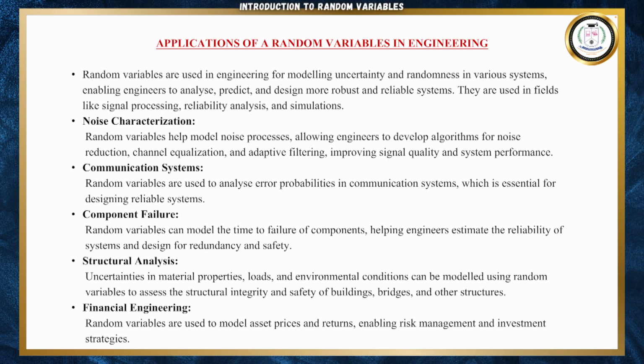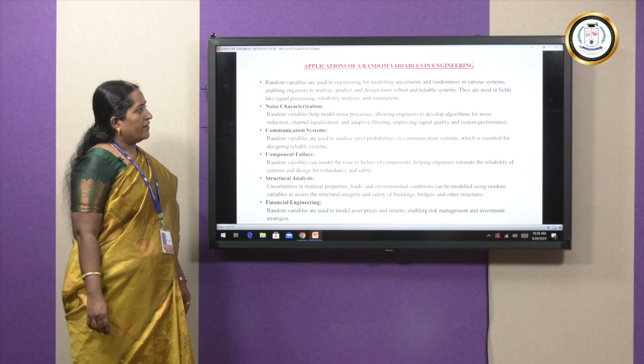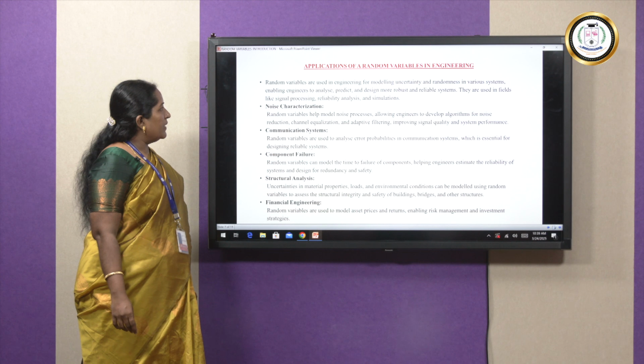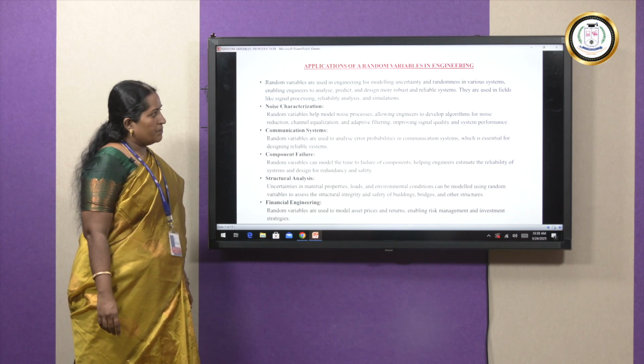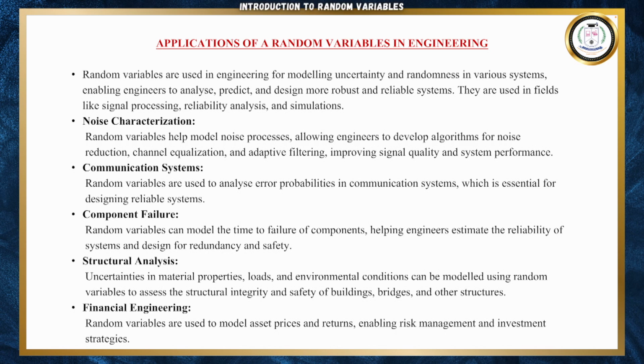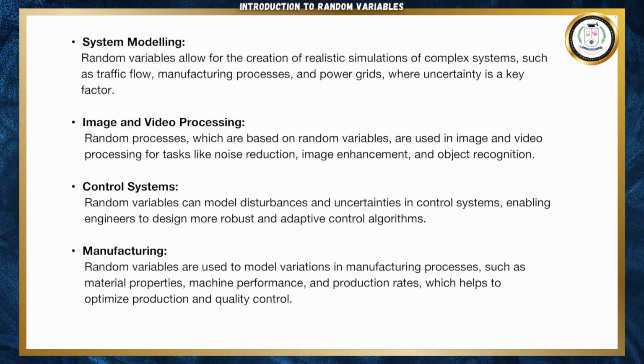These are the applications of random variables in engineering and in many other fields. Random variables are used in engineering for modeling uncertainty and randomness in various systems, enabling engineers to analyze, predict, and design more robust and reliable systems. They are used in fields like signal processing, reliability analysis, and simulations, and also in noise characterization, communication systems, component failure, structural analysis, financial engineering, system modeling, image and video processing, control systems, manufacturing, and many other fields.